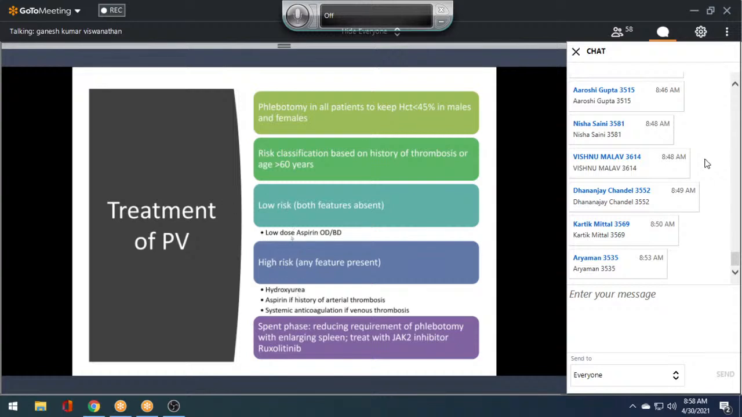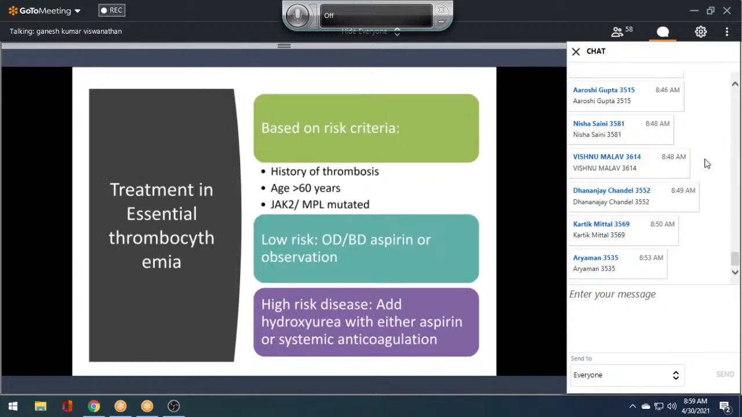In low-risk patients, aspirin is given to prevent blood clots. In high-risk patients, in addition to aspirin, we give hydroxyurea to reduce the blood cell count numbers. In polycythemia vera, because the primary problem is an increase in red blood cells, we can do phlebotomy, that is, taking out blood in a controlled manner to keep the hematocrit less than 45% to reduce the effects of the increased hemoglobin levels.